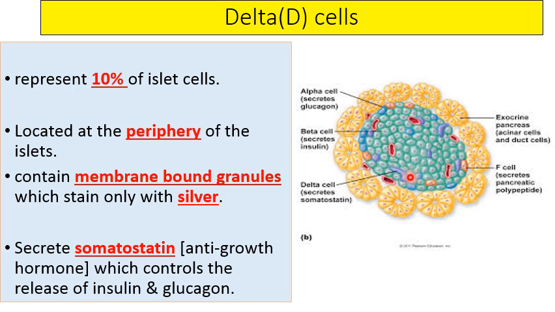Delta cells or D cells represent 10% of islets of Langerhans. They are present in the periphery of the islet, contain membrane granules, which are stained only with silver, so we cannot detect them with H and E stain. They secrete somatostatin, which is anti-growth hormone, which controls the release of insulin and glucagon.